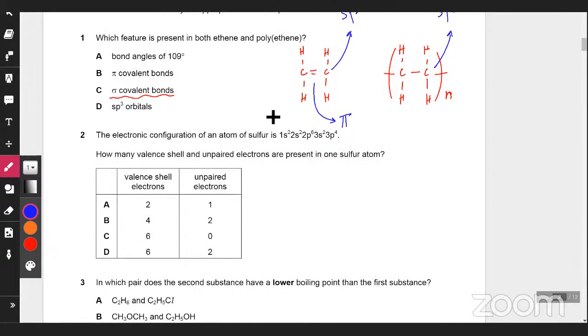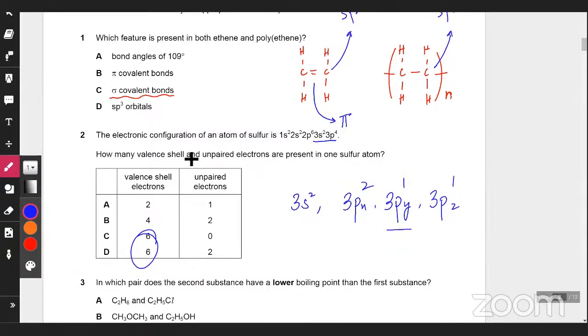Now, next one, electronic configuration of a sulfur atom is shown. How many valence shell and unpaired electrons are present in one sulfur atom? So, how many valence shell electrons are there? So, this is the third shell. That's your valence shell. That's obviously six. And how many unpaired electrons are there? So, 3p4 would be written as, it's going to have three orbitals. And how would you write four electrons? That would be 2, 1, and 1. So, you're going to have two unpaired orbitals.